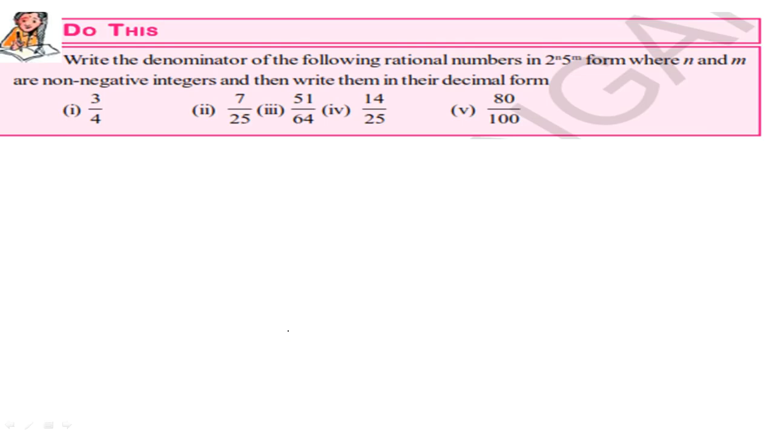Okay, let's move on to the do this problems. Write the denominator of the following problems in the form of 2 power n into 5 power m, where n, m are non-negative integers, and then write them in their decimal forms. Okay, so the first one is 3 by 4. So how should I write it? 3 by 2 square. So it is not in the form of 3 into 5 square by 2 square into 5 square.